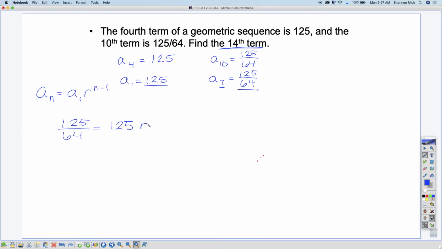And we need r. And our n is what? 7 minus 1. Okay, so now I need to solve for r. So this is multiplication over here. So how am I going to move the 125? Divide. So dividing is multiplying by the reciprocal, correct? So the 125 is reduced out here. And I have r to the 6th. It's a bad 6, but it's 6.